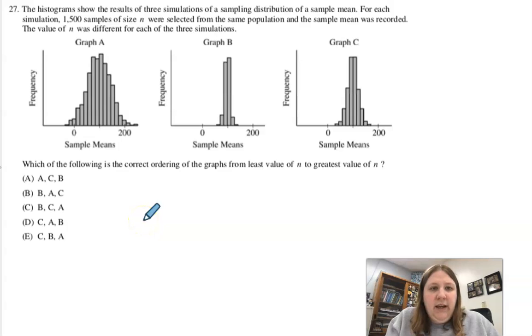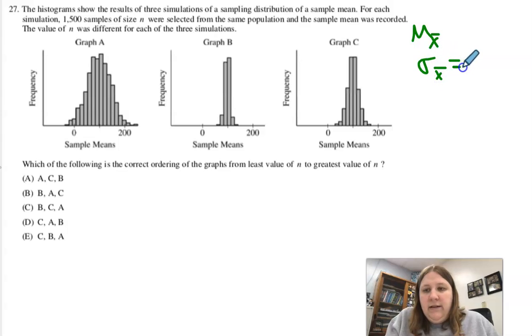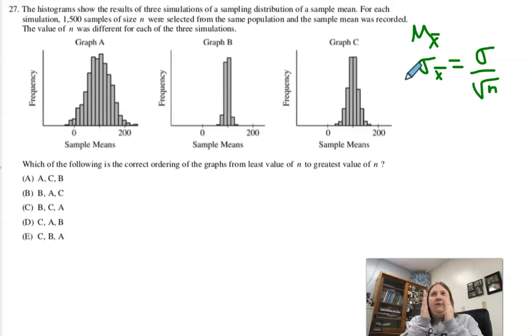Okay, next one is talking about a sampling distribution for a sample mean. So that's my sample mean, I'd be looking at mu of x bar, sigma of x bar, and so on. We know that sigma of x bar is equal to sigma over the square root of n, which means as n gets bigger and bigger, the standard deviation of the sample means gets smaller and smaller. So the bigger n, the less variety I have, the more accurate my x bar is going to be.